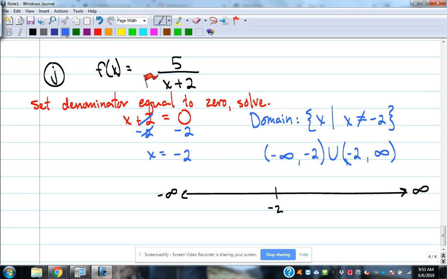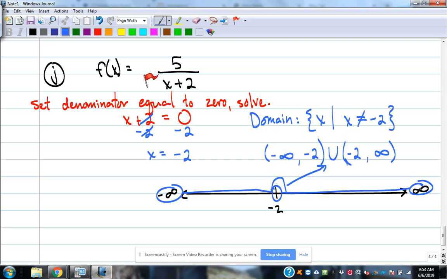The domain of this starts here at negative infinity and goes all the way until it gets to the negative 2, and then it's leaving it out. It's jumping over it and then picking up and going all the way to positive infinity. If you think about interval notation, visualizing it with a number line can sometimes help you see where you're jumping over a number. That's where you're going to put the parentheses with the U. Jumping over that number is what that does.